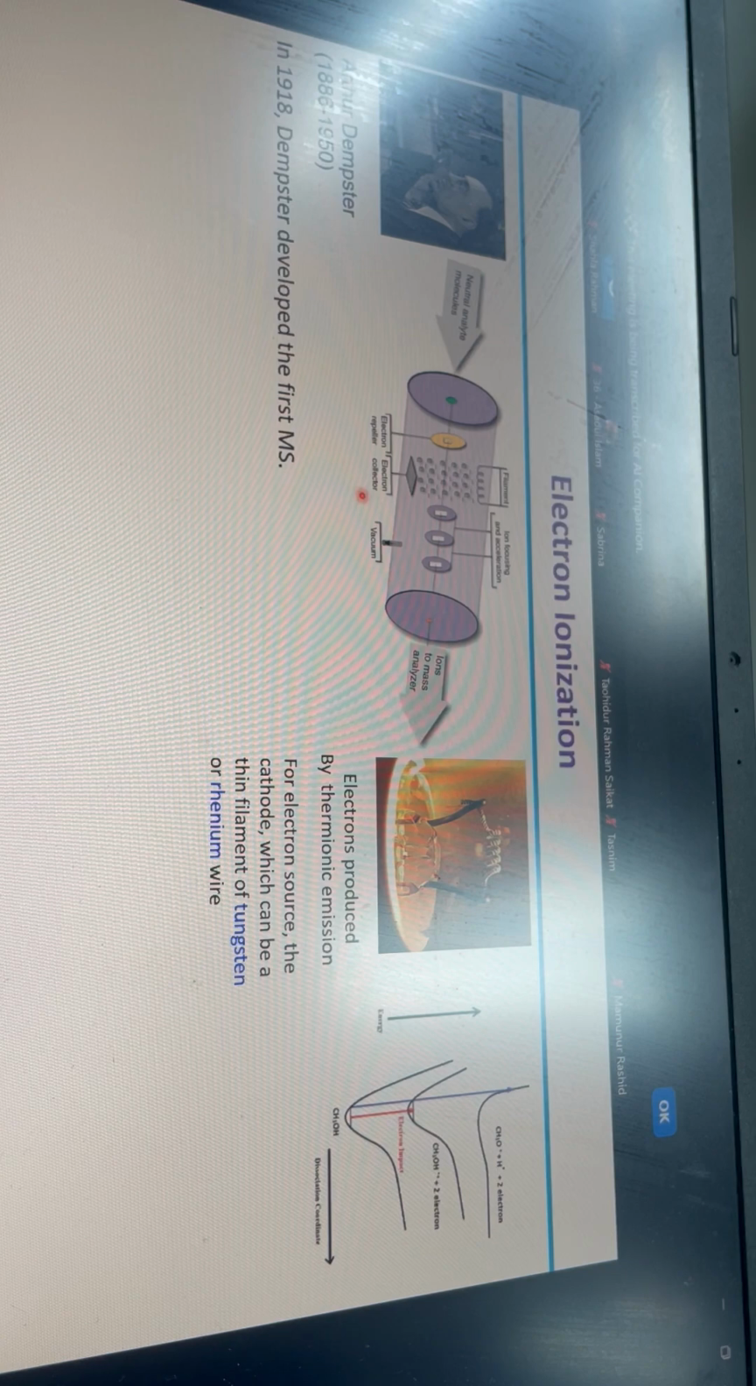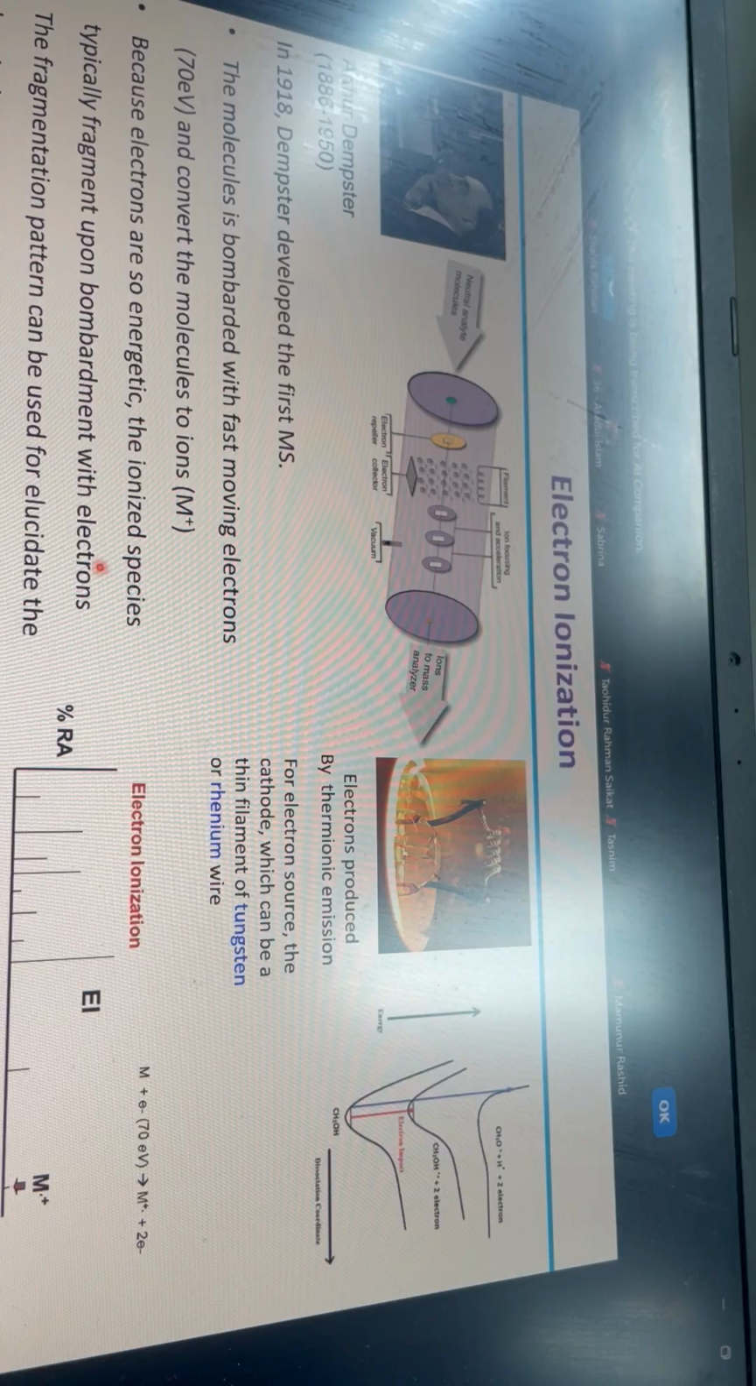But it was very, very harsh electron, because it's a very, very high energy electron. To do this, you need to have a potential difference of 70 electron volts. So it's very, very harsh, and sometimes it fragments the whole molecule. It generates the molecular ion, but it also fragments the molecules. And then there is an energy diagram for that.